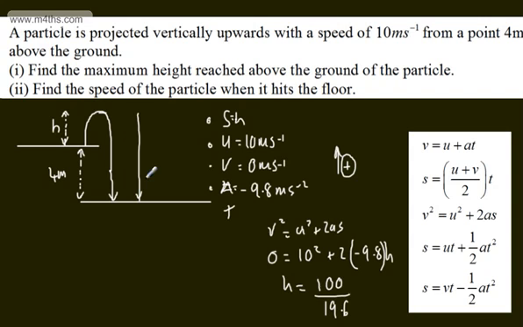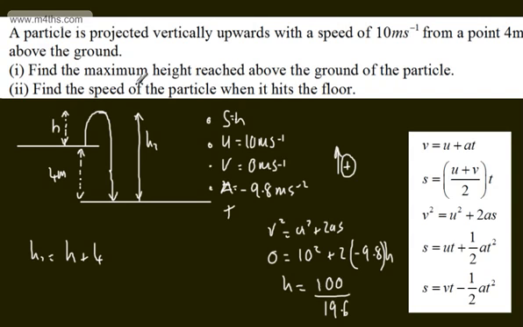And we could call this now h2. So let's say this is h2. h2 is going to be equal to h plus 4. If you want to call it h1, that's perfectly fine. So that's what we got. We're just going to add 4 because we're considering now the height above the ground.